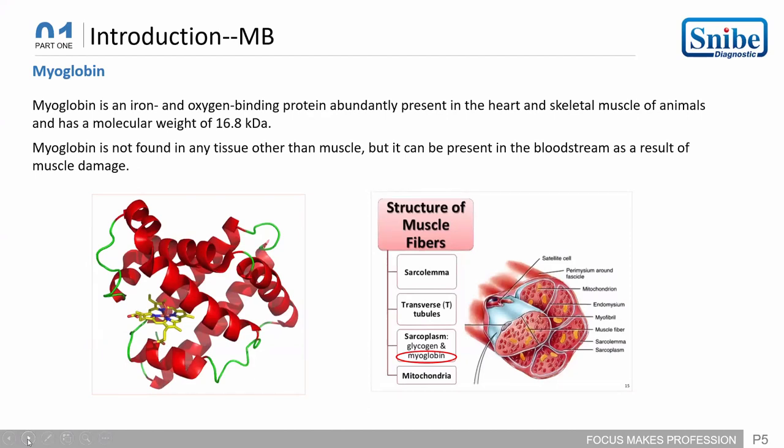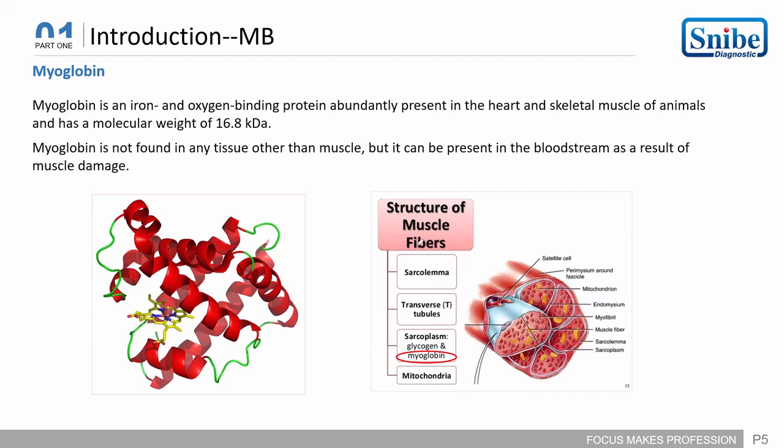The second cardiac marker is myoglobin. Myoglobin is an iron and oxygen binding protein present in the heart and skeletal muscles of humans, with a molecular weight of 16.8 kilodaltons. This is the structure of myoglobin, and it's not found in tissue other than muscle, but it can also be present in the bloodstream as a result of muscle damage.